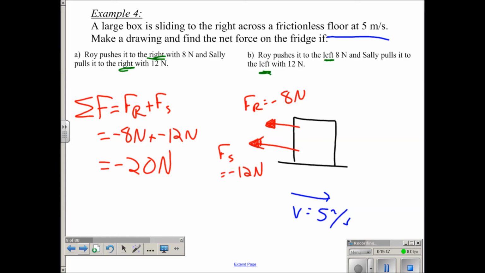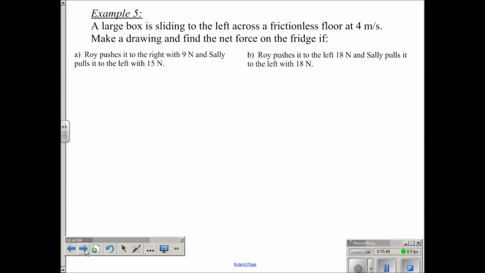Okay, I think this next example is our last one. We're probably looking at 17 minutes here by the time we're done. So example 5, a box is sliding to the left across a frictionless floor, and we're going to make our drawings. So here we go. Part A. So here's our box. It's sliding to the left, so I'm going to draw my velocity in. Again, I'm using blue for velocity. It's -4 meters per second. Oops. Because it's going left.